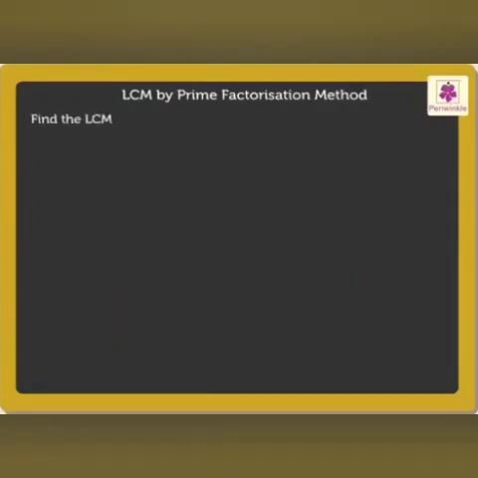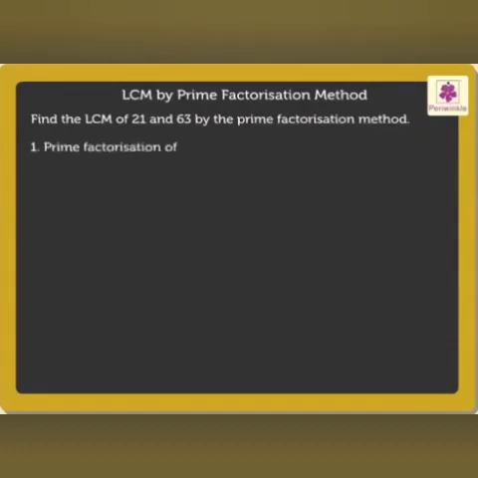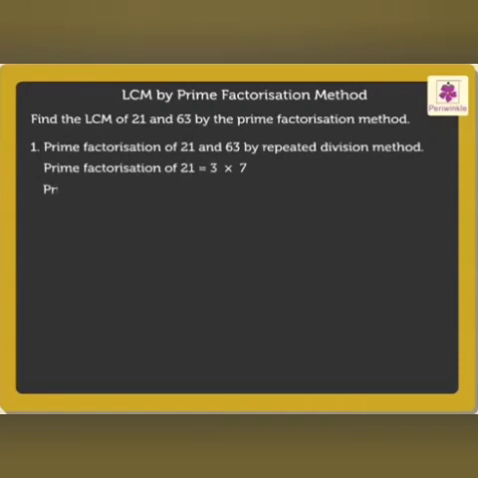Find the LCM of 21 and 63 by the prime factorization method. We find the prime factors of 21 and 63 by repeated division method. The prime factorization of 21 is 3 into 7. The prime factorization of 63 is 3 into 3 into 7.